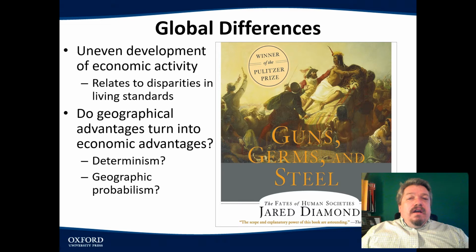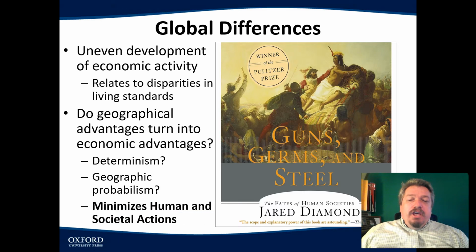But in other words, if you look at determinism as the reason and not probabilism, you are minimizing human actions. The choices that people make in society, in the way we do things, those have a huge difference.